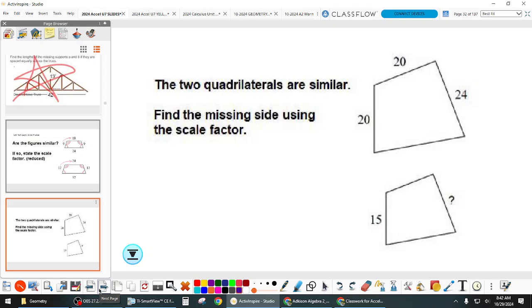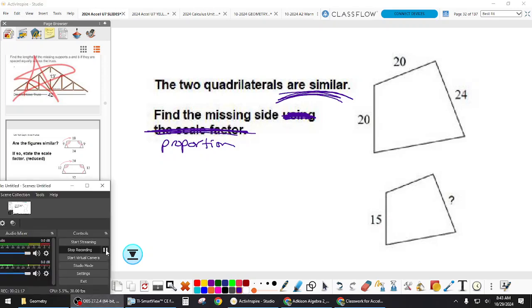All right, the two quadrilaterals are similar, so we are told this. Find the missing side using, it says using scale factor. I just want you to find the missing side. You can use scale factor if you want. I would rather you use a proportion because that's going to be the more effective way of doing it when the problems get more complicated. Okay? So I'm going to give you a second to do that. Please try setting up a proportion.